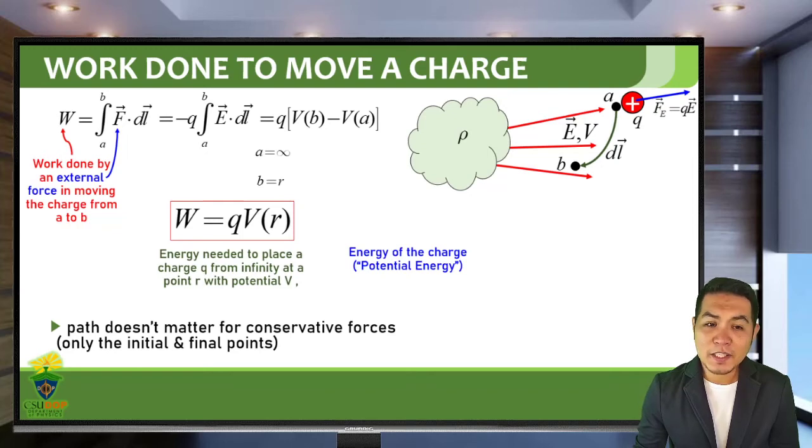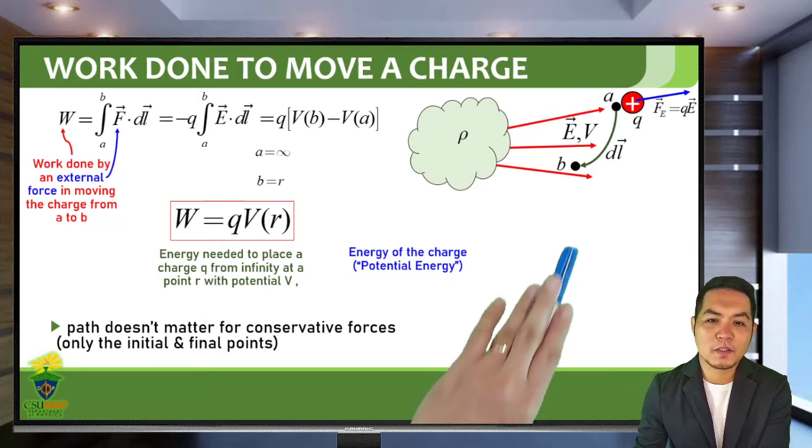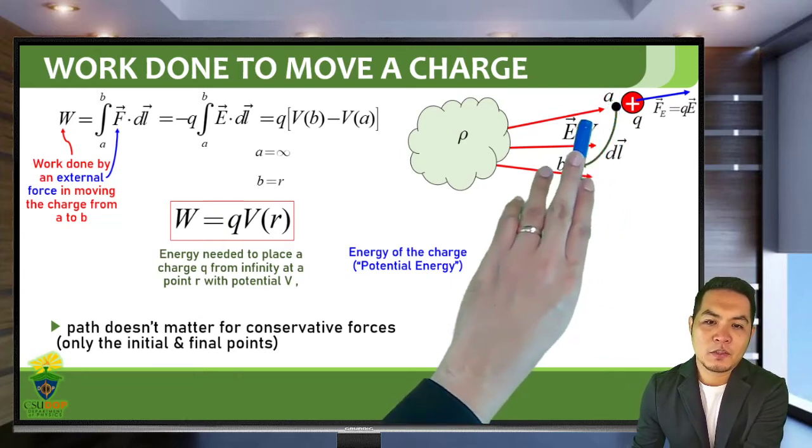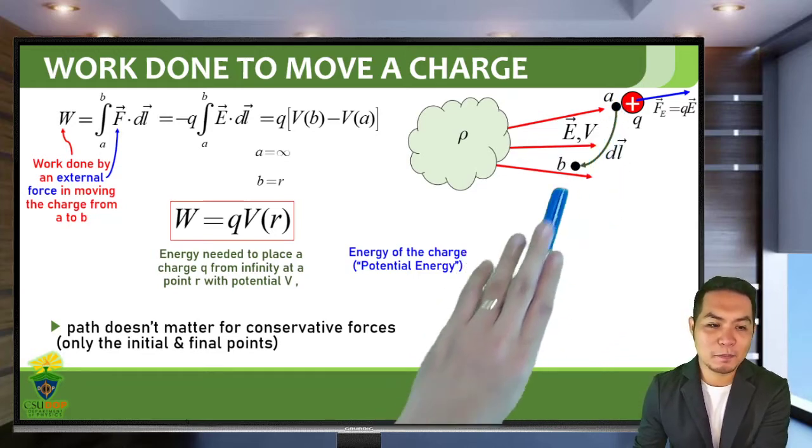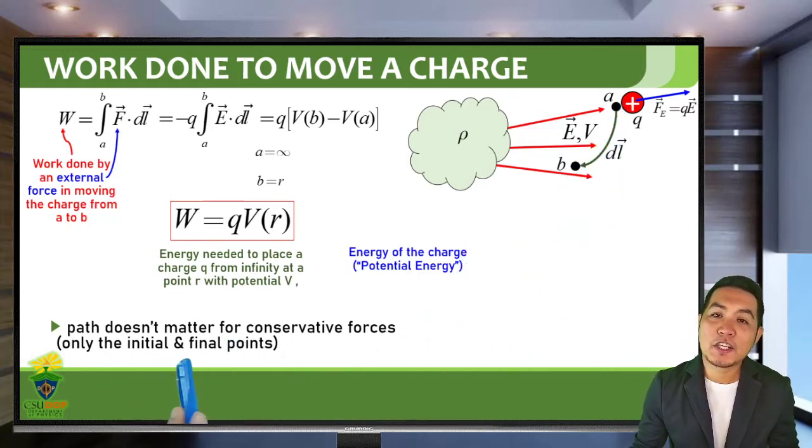Similar to gravitational force, electric force is a conservative force, so the path doesn't matter. No matter how wavy or direct the path dl is, it doesn't matter. Only the initial and final points matter for conservative forces.